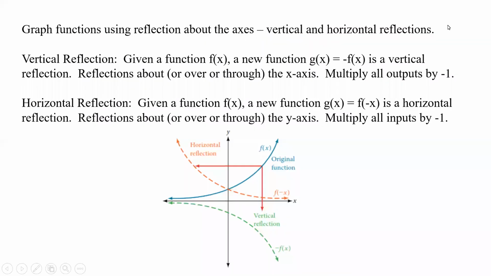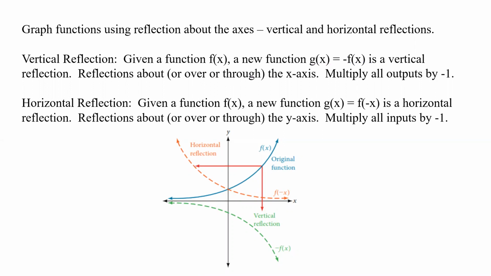Okay, this is part 2 for section 1.5. So now we're going to look at graph functions using a reflection about the axes. So we're going to have horizontal and vertical reflections. With vertical reflections, we're going to begin given a function f of x again, and then we're going to get a new function g of x, and that's equal to negative f of x, and that's going to be a vertical reflection.